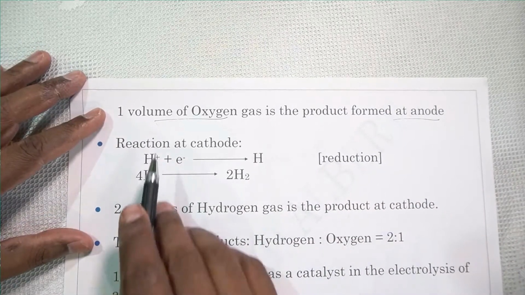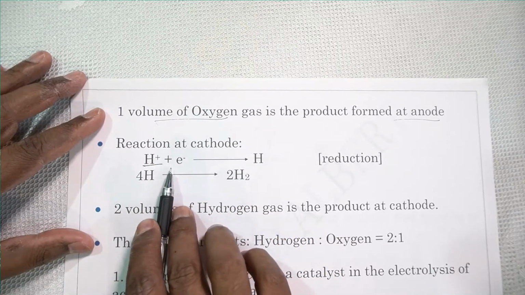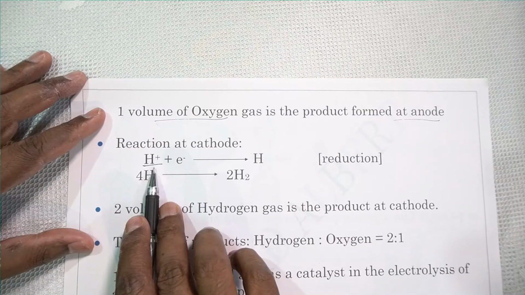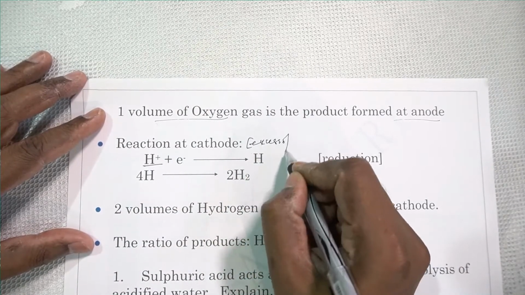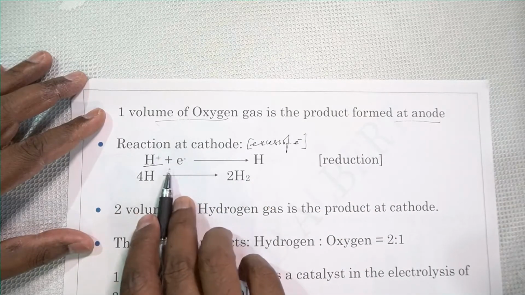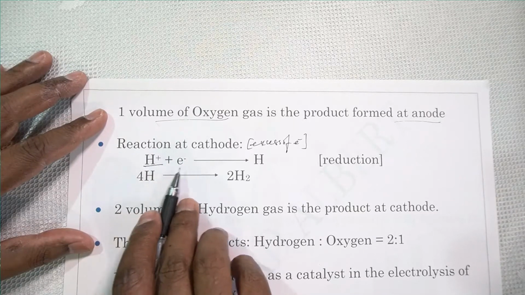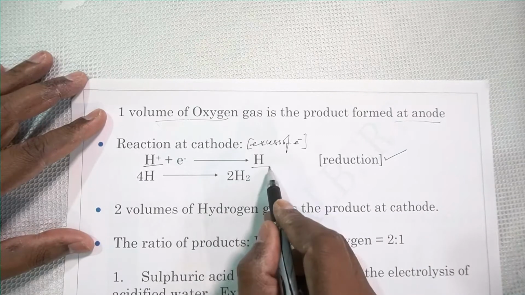Now at the cathode we have the hydrogen ions coming here, and we find the electron being added to the hydrogen ion. Why? The cathode has excess of electrons. So the cathode gives 1 electron to the hydrogen ion. In other words, an electron is added to hydrogen. So addition of electron or gain of electron takes place, which is called reduction. A neutral hydrogen atom is formed.